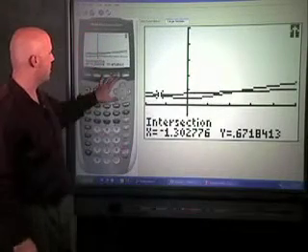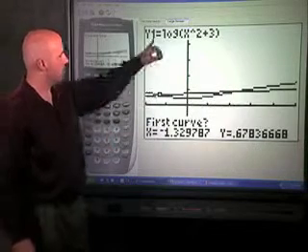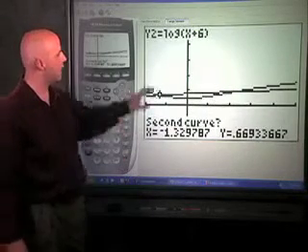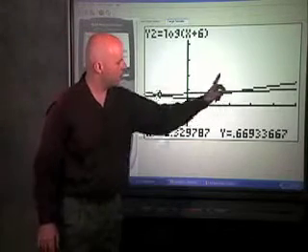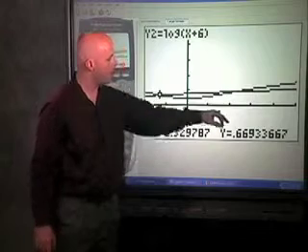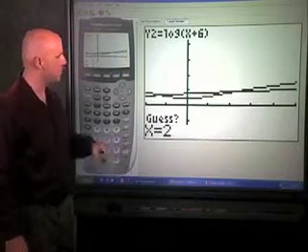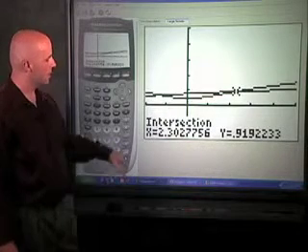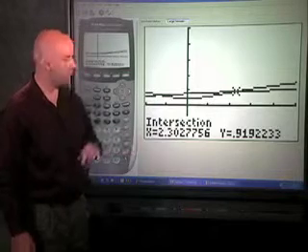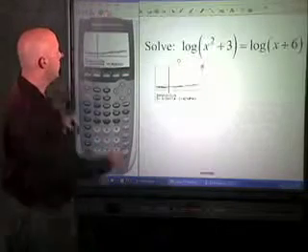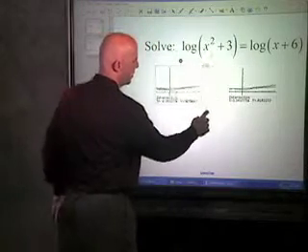Go back to our calc menu. Pick option 5 again. First curve is y1, so we hit enter. Second curve is y2, so we hit enter. And this time we're looking for the intersection point that's over here on the right. Looks to be somewhere around 2, so we'll use 2 as our guess. Hit enter. And this intersection point looks to occur at x roughly 2.30. Drag that one over as well. Make that a little bit bigger.